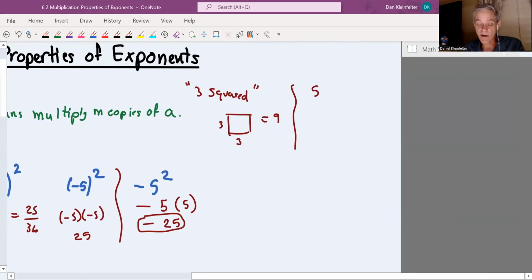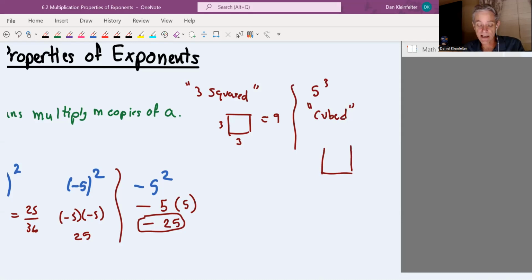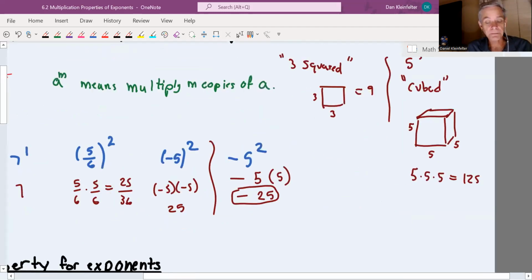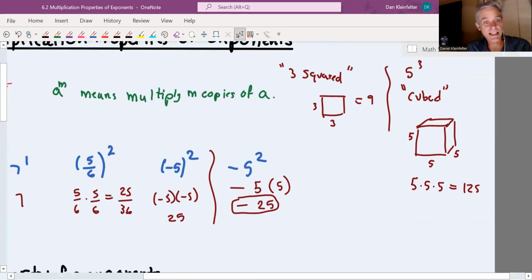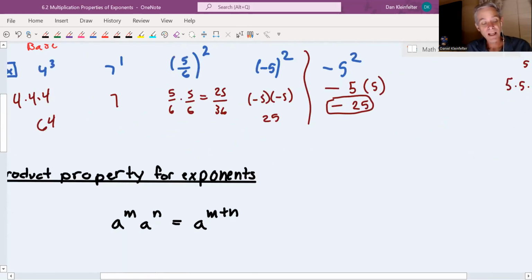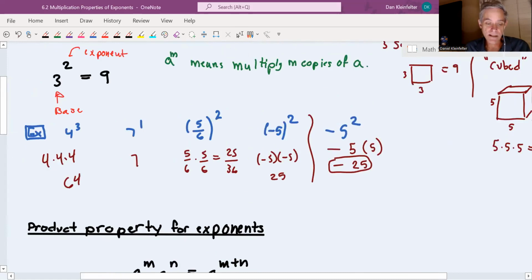And similarly, if you had 5 raised to the third power, you may hear people refer to that as 5 cubed. And that's a similar reason. That's how you find a volume of a cube whose side lengths are all 5s. The formula for the volume of a cube is length times width times height. So for this cube, it will be 5 times 5 times 5, or 125, which is exactly what 5 to the third power is. That's the reason why we say cubed and squared. It's just shorter than saying to the second power and to the third power all the time. Okay, so that's been a quick look at just some exponents.